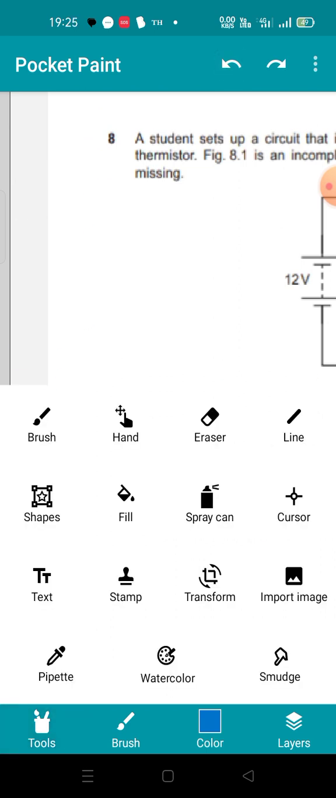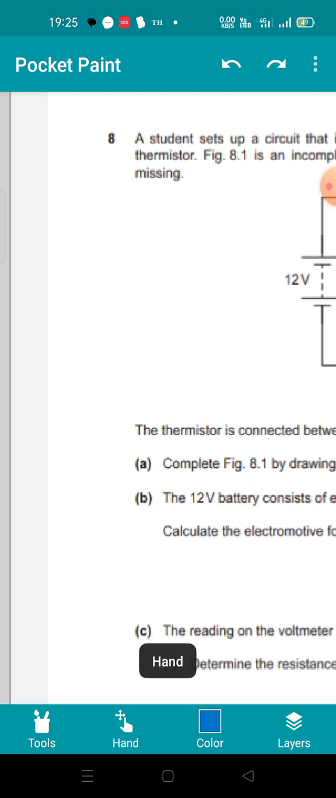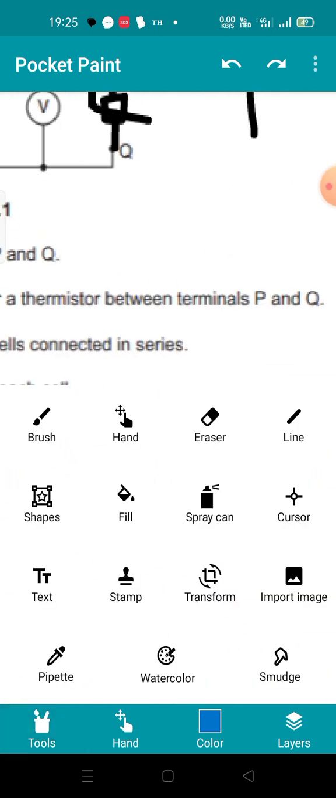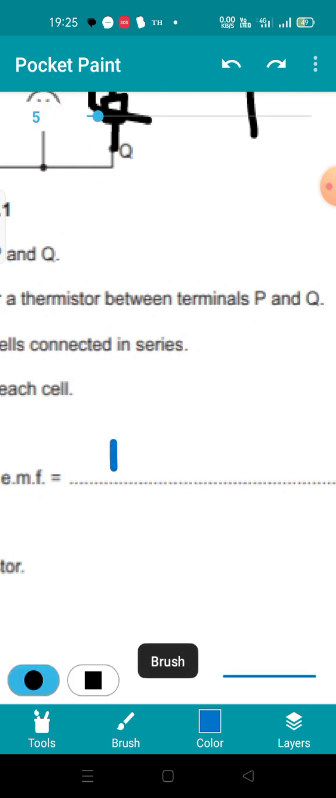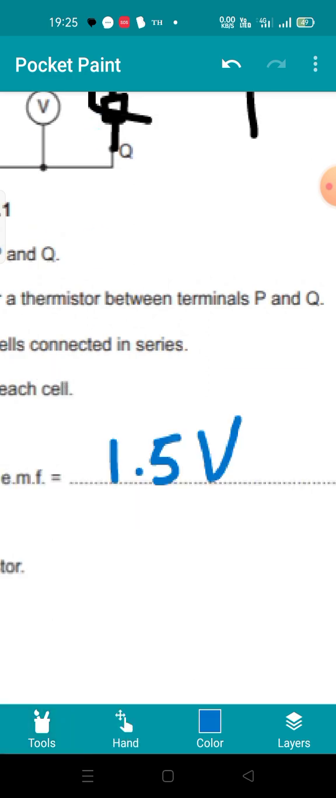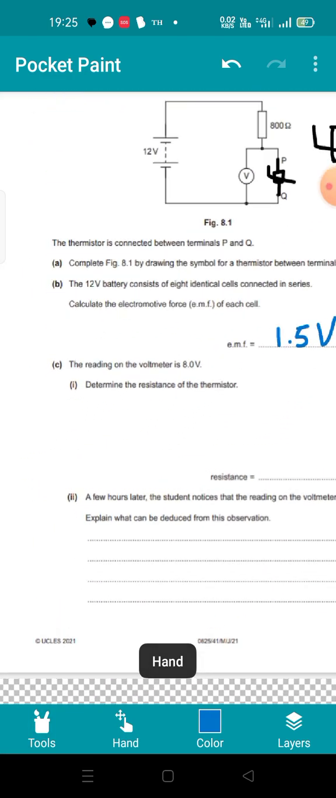So let's write that answer in the space provided. So here, what is the answer? The answer is 1.5 volts. Okay. Now let's look at the next question.